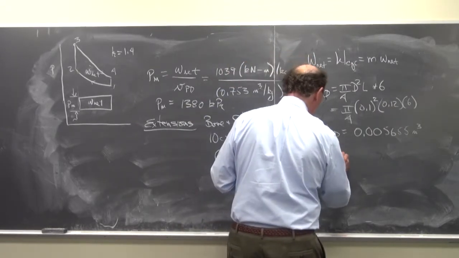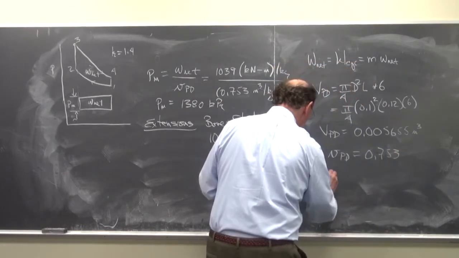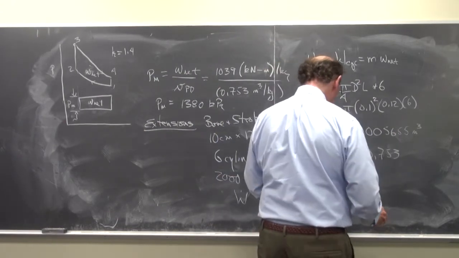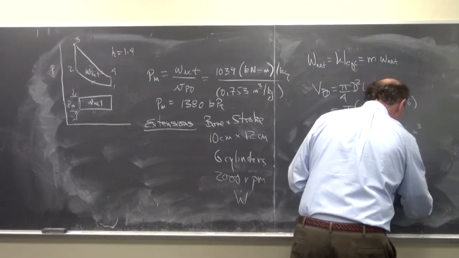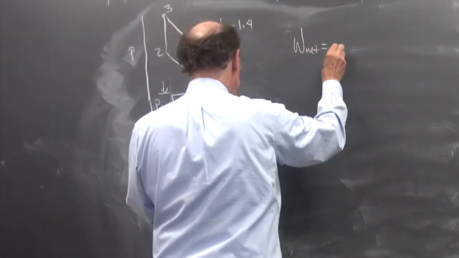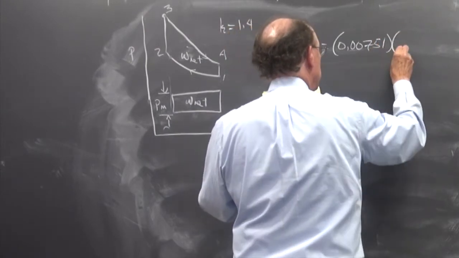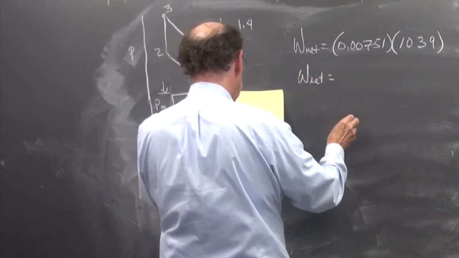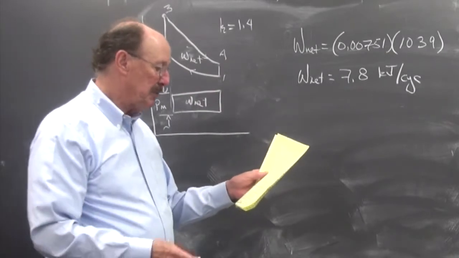And so I know the specific volume, we found this, was 0.753. So the mass is equal to V sub PD divided by the specific volume. So that's equal to, and you can divide this, I'll just put down the answer, 0.00751 kilograms. So that gives me the mass. And so W net is equal to the mass, 0.00751 times little W net, 1039, or W net per cycle is equal to 7.8 kilojoules per cycle. And now what I need to do is multiply it by the cycles per second.